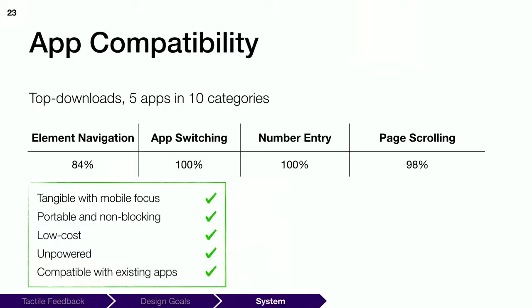We evaluate the compatibility of major features on the 50 most downloaded apps on the Android Play Store. The element navigation function works in 84% of apps, and app switching and number entry functions work in all apps, and page scrolling works in 98% of apps. So it achieves good compatibility among the existing apps without changing their source code.